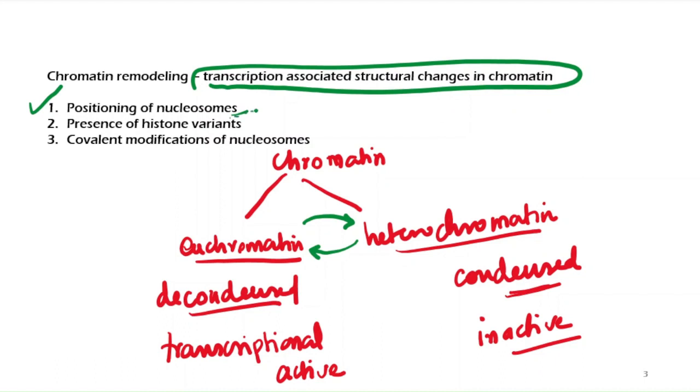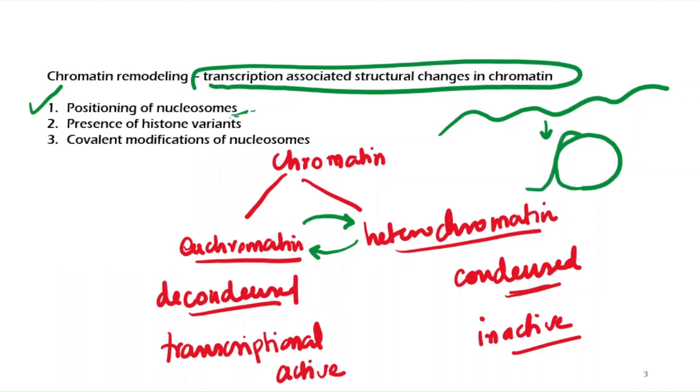What is a nucleosome? A nucleosome is made of the long stretch of DNA, which undergoes the first level of compaction in which the histone proteins form an octamer, and the DNA is wound around the histone octamer. This structure is what is called the nucleosome. So, the positioning of the nucleosome.